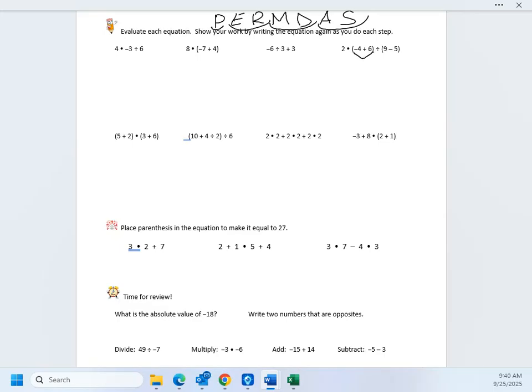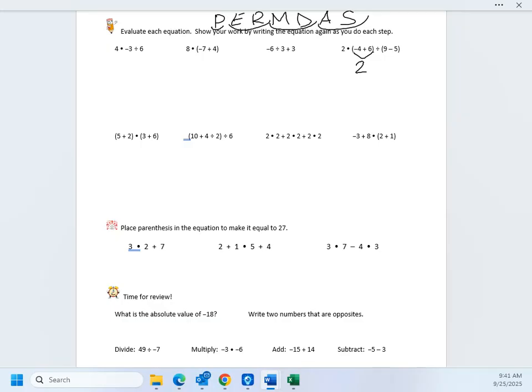-4 plus 6. What would that be? Oh, goodness, now we're throwing in negative numbers. I need to remember how to use that number line. What's -4 plus 6? 2. If we start at -4 on the number line, we add, going to the right, we add 6 and we get a positive 2.